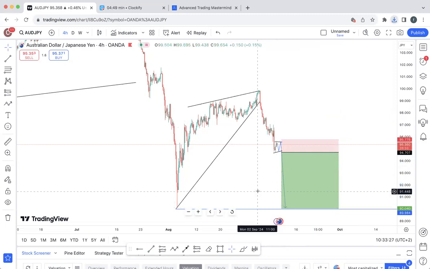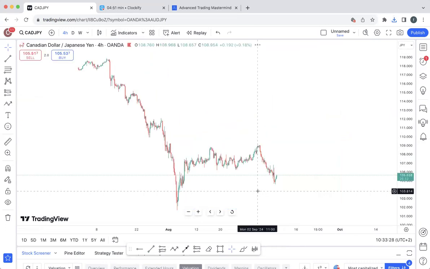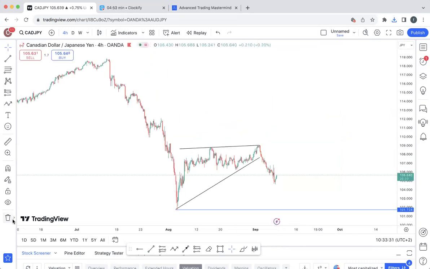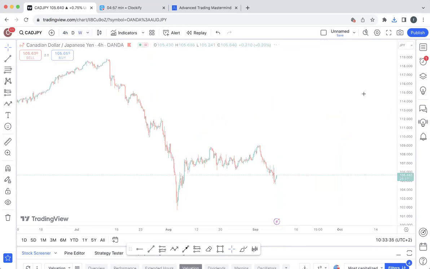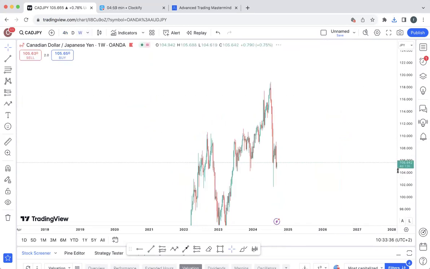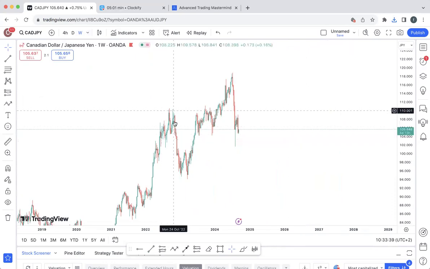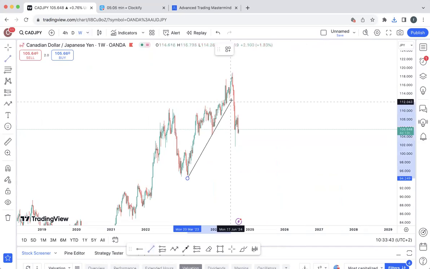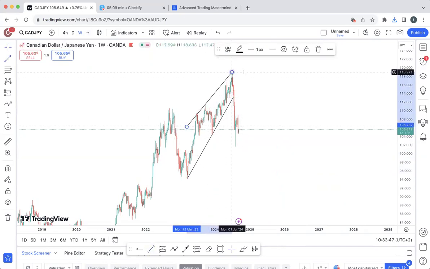Now moving along to our next pair, which is going to be the Canadian dollar over the Japanese yen. So also with this one, we're going to be starting from the higher time frame and then working our way down. Coming on to our higher time frame, we do see price coming from this impulsive movement, giving us this ascending corrective structure in the form of a continuation pattern. So this already did break out over here.